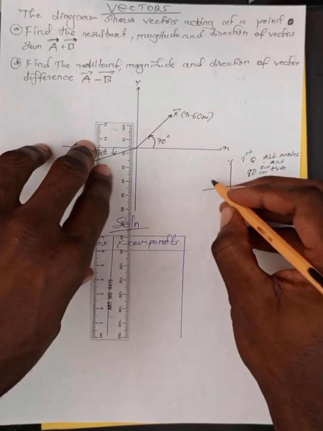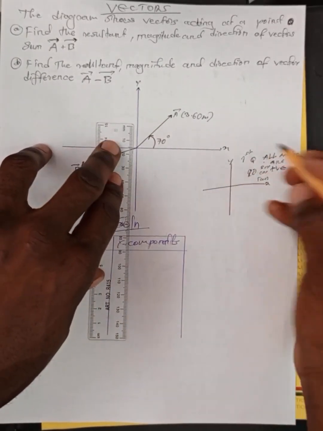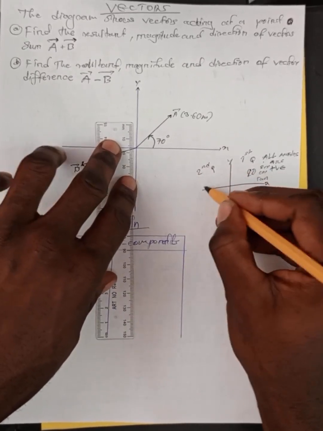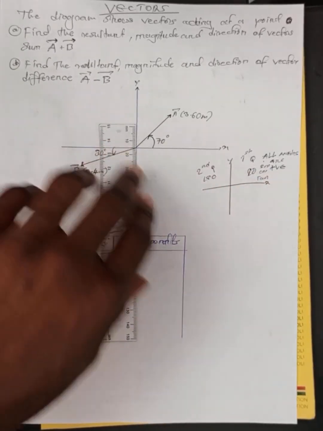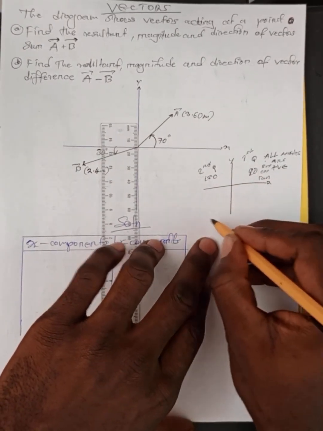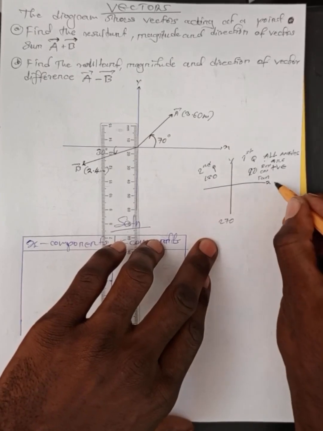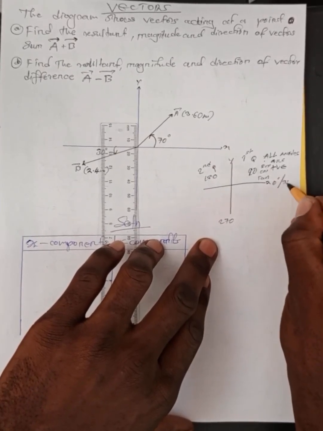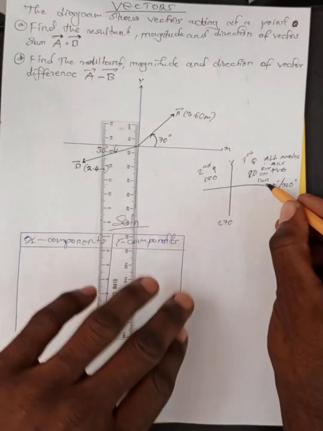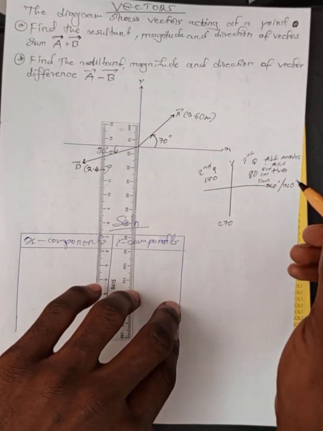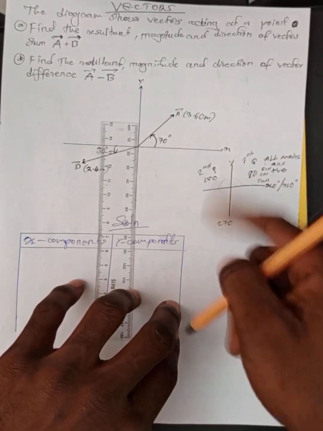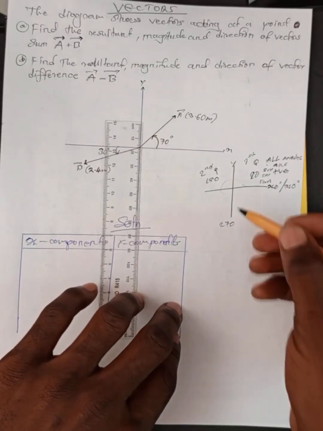Then here, this is the second quadrant, where there is 180 degrees. Then here we have 270. Then here we have 0 degrees or 360 degrees. Meaning that we measure the angles from the x-axis, going this side, meaning anti-clockwise.